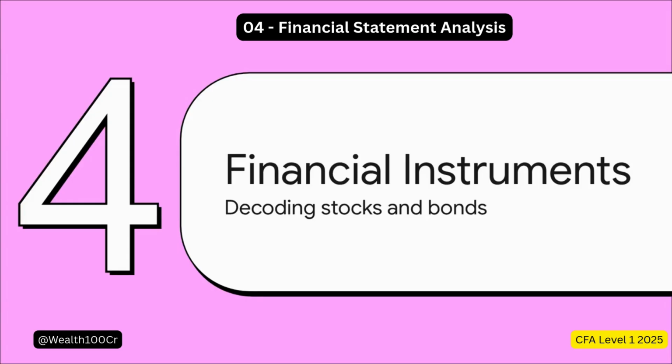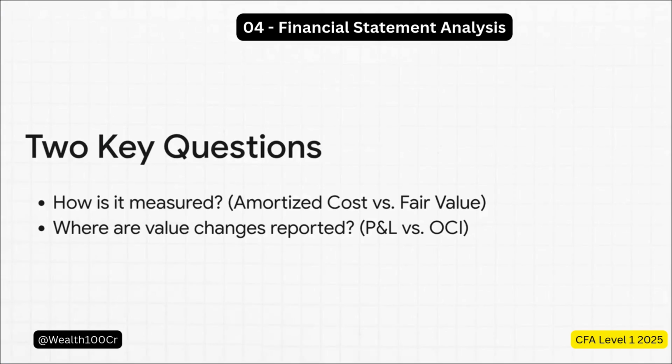Okay, let's switch gears and hit our final topic, financial instruments. This category covers a company's investments in things like stocks and bonds. Now, the accounting here can feel a little tricky, but it really all just comes down to one thing: management's intent. To figure out how to account for any financial asset, you really only need to ask two simple questions.